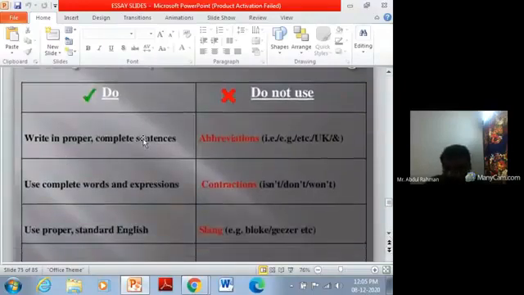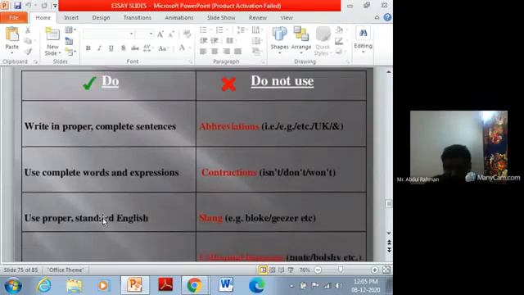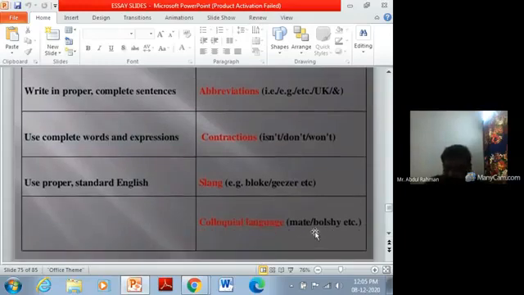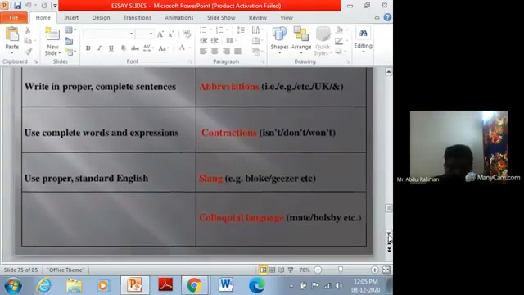Write in proper, complete sentences and avoid abbreviations like this. Use complete words and expressions, not contractions like isn't, don't, won't. Use proper standard English, not slang like bloke, greaser, etc. Do not use them. Do not use colloquial language like mate, etc. You have to use standard language.